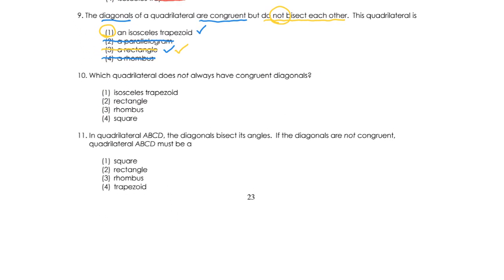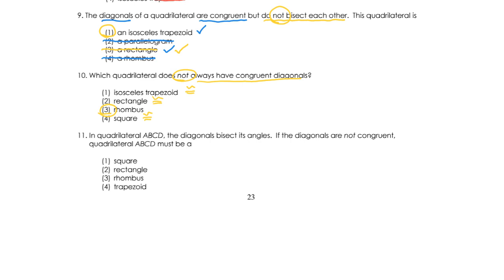Number 10, which quadrilateral does not always have congruent diagonals? Okay. So there's 3 shapes that have congruent diagonals. Isosceles trapezoids have congruent diagonals. Rectangles have congruent diagonals. And squares have congruent diagonals. And they're looking for which one does not always have congruent diagonals, and that's our rhombus. We know it leans, and so one diagonal is usually longer than the other.